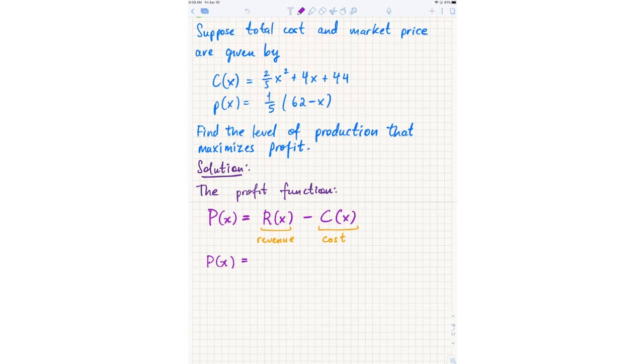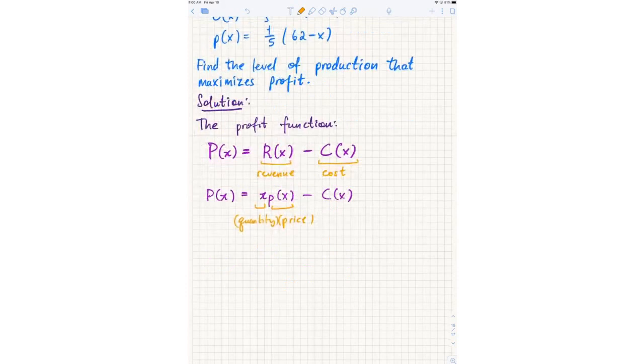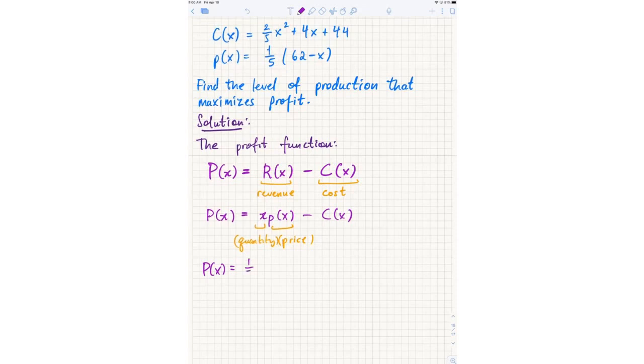Now, what is revenue? How do I get revenue from this problem? Because the problem did not give me what the total revenue was. How can I actually get it myself? Price times X, that's right. So X times little p of X. Right, so quantity times price. Okay, so now we can actually write down what my profit function is. So 1 over 5 times (62 minus X) times X, that's quantity times price, and then minus the cost function.